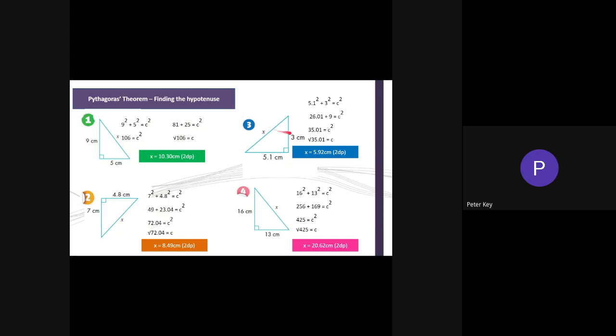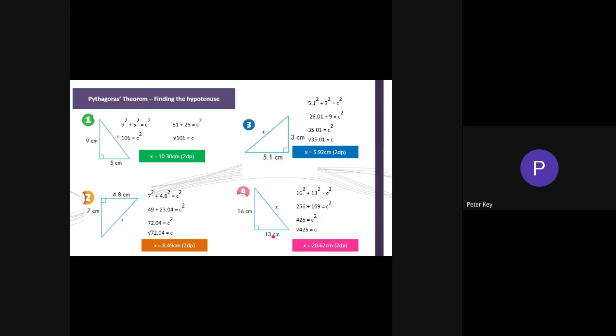Number 3, again, we've got 3 squared plus 5.1 squared. Okay. So 26.01 plus 9 equals 35.01. We then square root that answer, and x, or the hypotenuse, should equal 5.92 to 2 decimal places, or 5.9 to 1 decimal place.